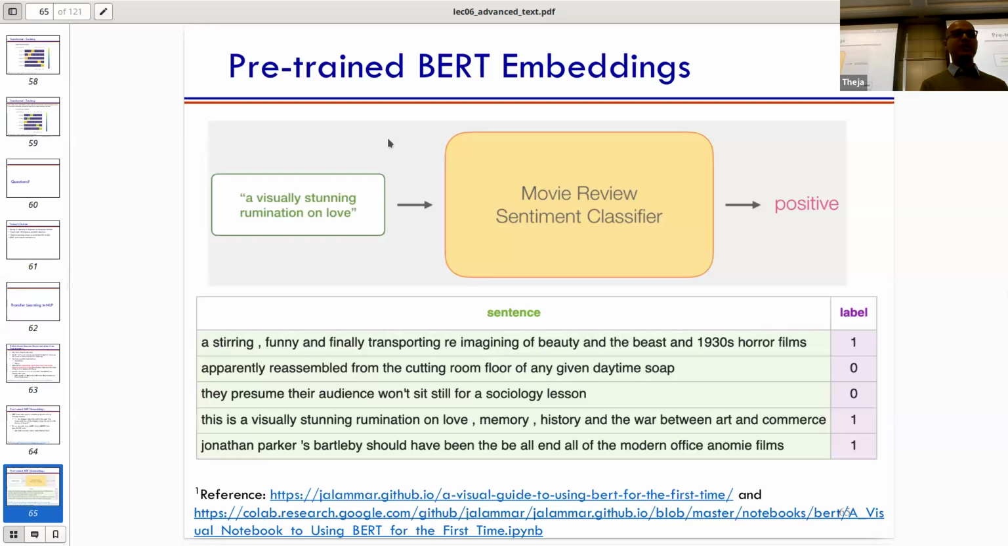The specific application we're going to look at is sentence classification. What is the problem? We have a sentence, and we want to label it as positive or negative. Our training data already has sentences and labels. This is exactly like the IMDb data set that many of you have already worked with.